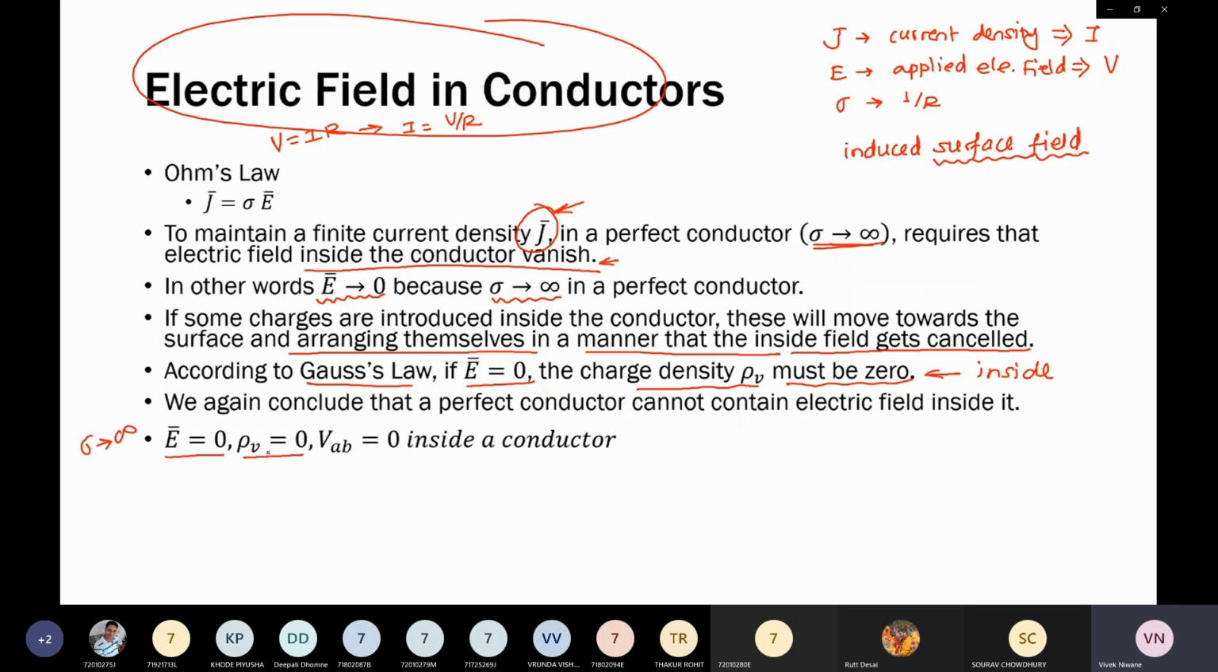That means no free charges exist inside the conductor, and since we don't have any electric field, potential is also zero inside the conductor. But definitely, if the conductor is a practical one, it will exhibit some resistance, and these properties will not exist.